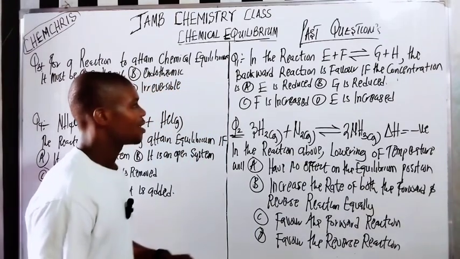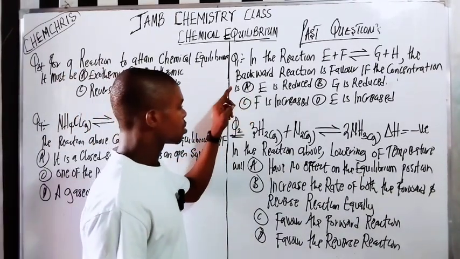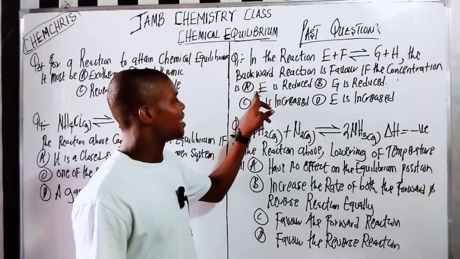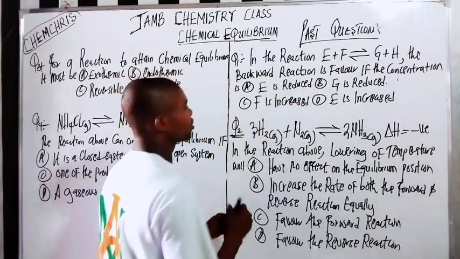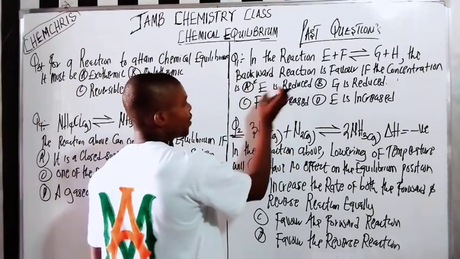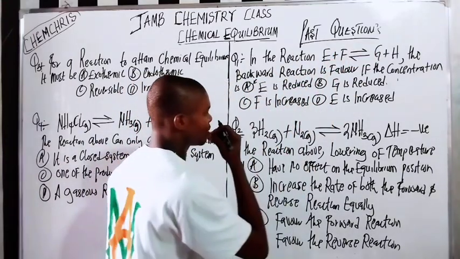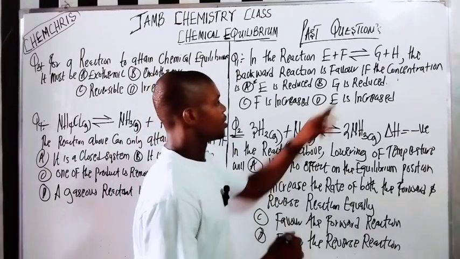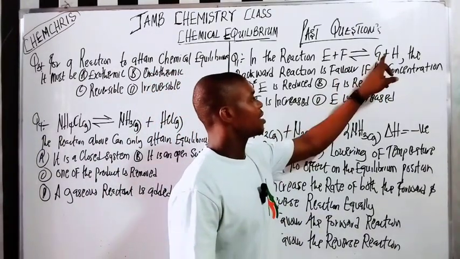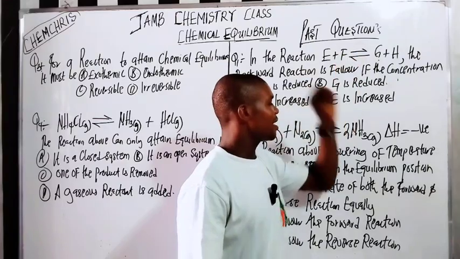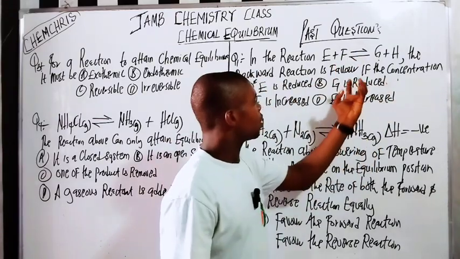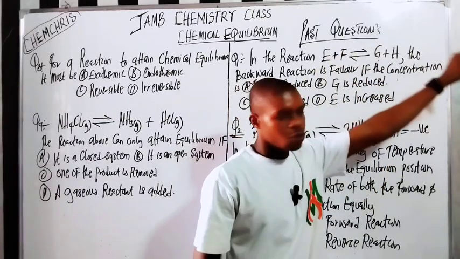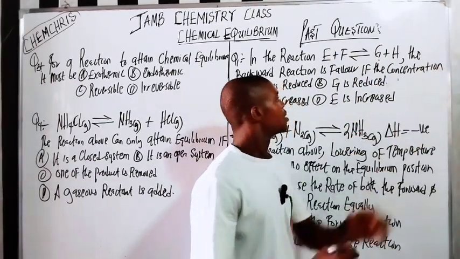So let's look at the options. I'm looking at this one here. E is reduced. If I reduce E, it will move backward. Do you understand? So I will take that as one of the correct ones. G is reduced. G is a product. So if you reduce G, you have reduced the product, so it will move to the right-hand side, or forward. So this one is out.